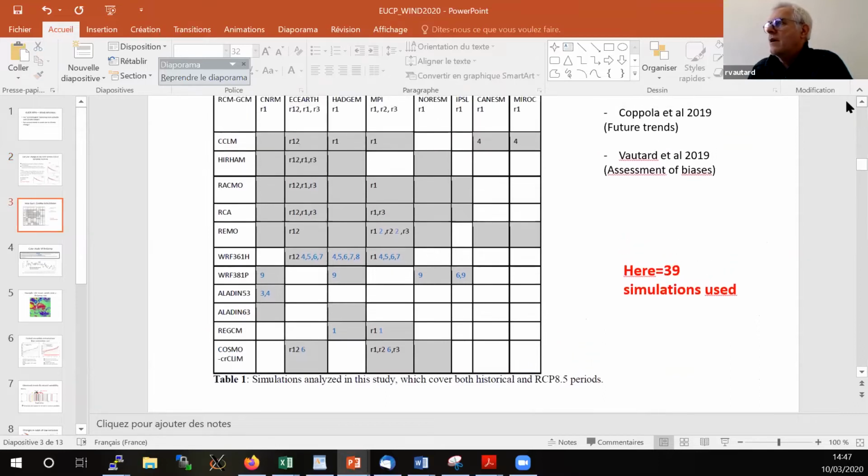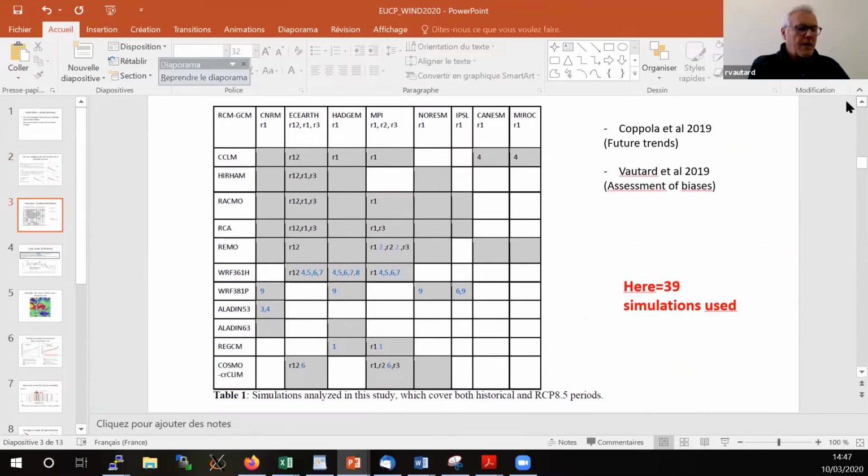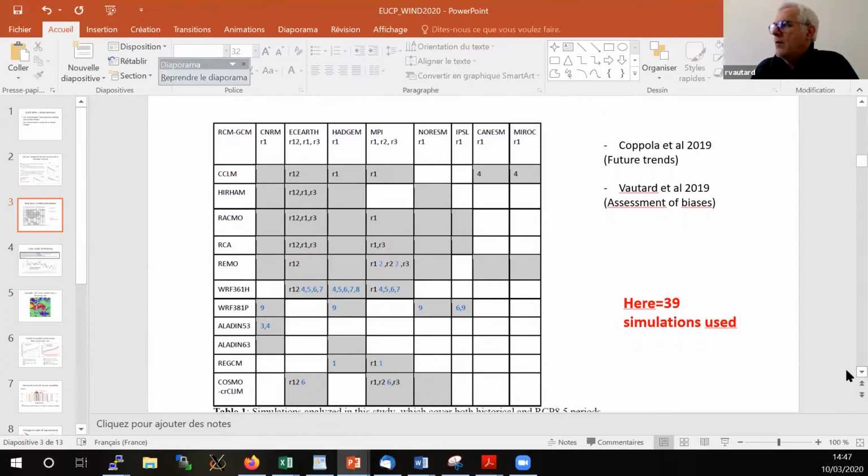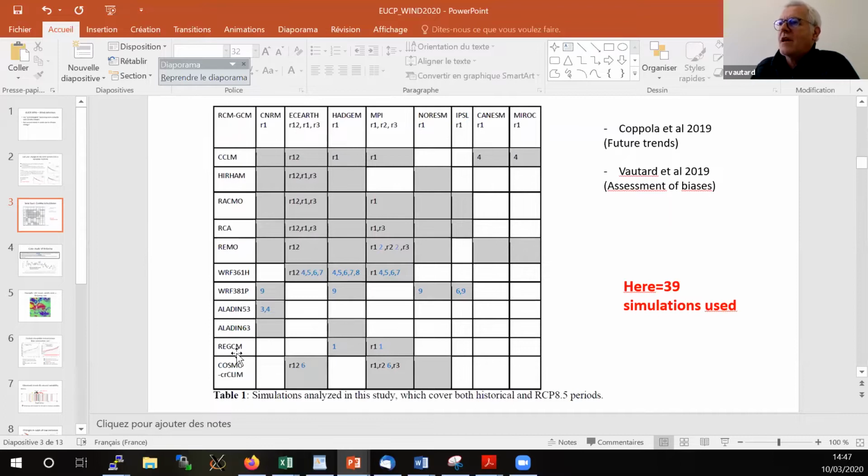I'm showing here some of the results of the so-called Principles project, which has now about 60 models, in this case 55 models. We did some publication of this data set. Basically, it's the RCM GCM matrix, and the gray cells are the cells that are filled. So we would like to use this ensemble with a large number of models to assess the changes.